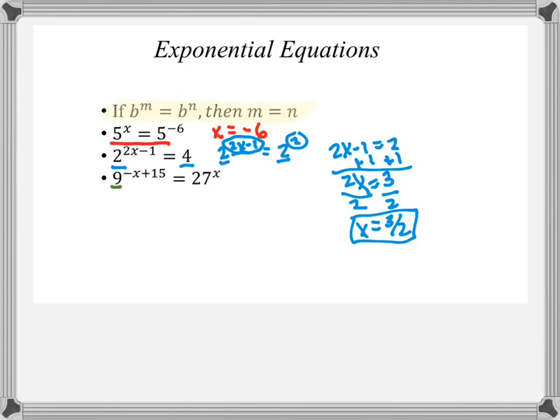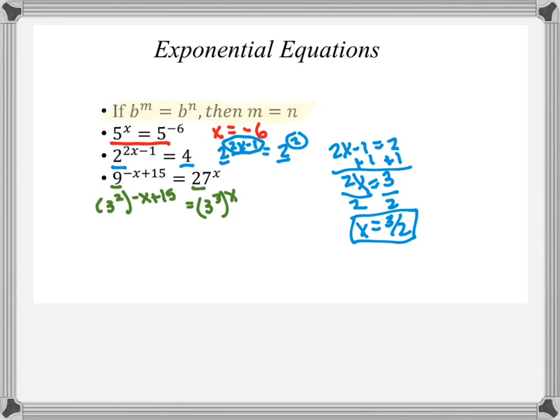Okay, the third one, we have a base of 9 and a base of 27. I can't easily write 27 as a power of 9, but I could write both 9 and 27 as powers of 3. So I could rewrite this as 3 squared to the negative x plus 15th power equals 3 cubed to the x power. So this is where our laws of exponents start to come into play.